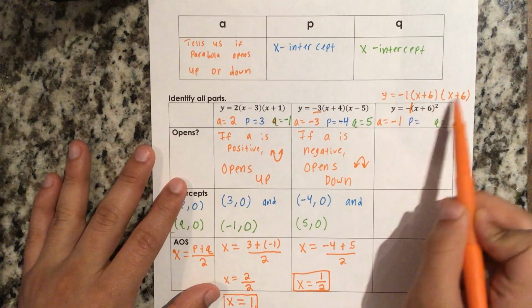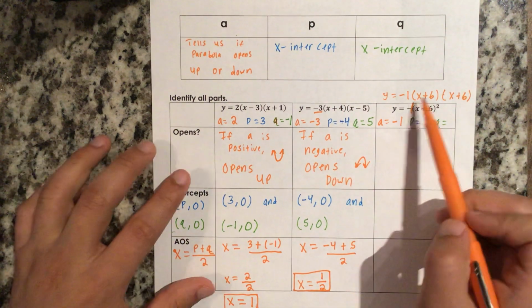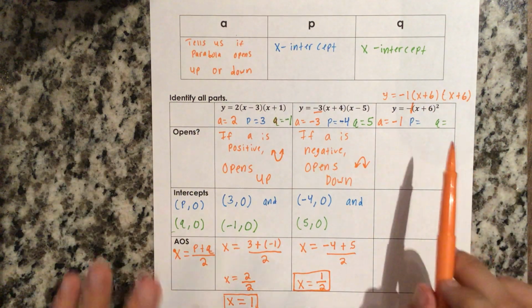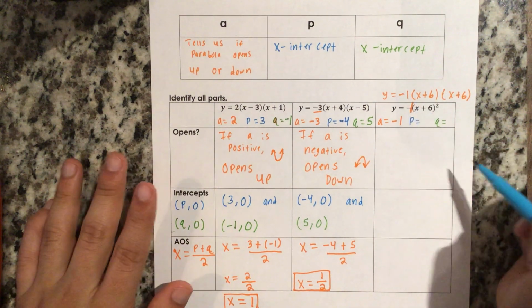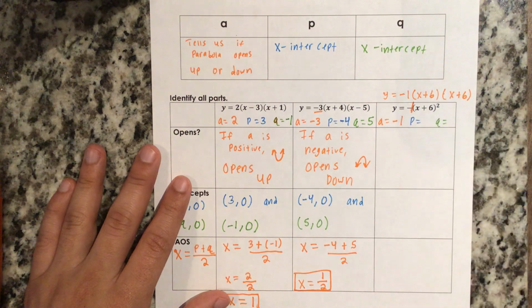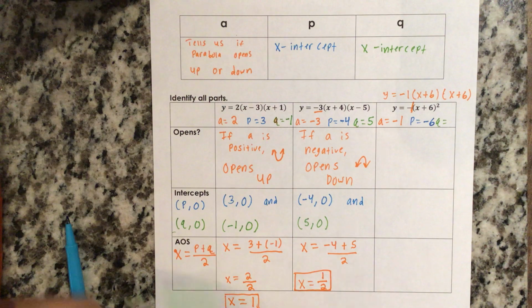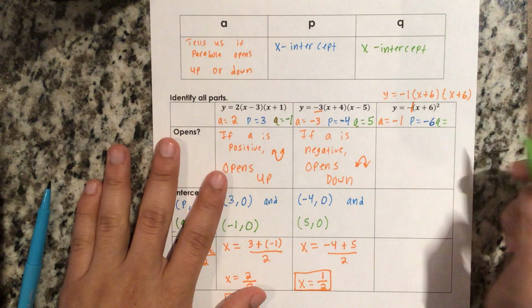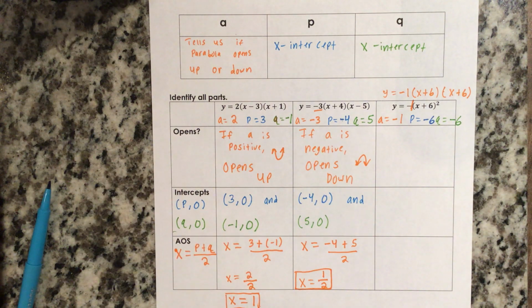Okay, but this one looks like what we've been working with, right? This one's in the proper intercept form, okay? So we can work with this top one. So if I work with this top one, my A is still -1. My P, remember, it's not 6, it's the opposite sign of this. So instead of 6, it is a -6, okay? Q, same thing. It's not +6, it is a -6, okay? And that's fine, that'll happen, okay?